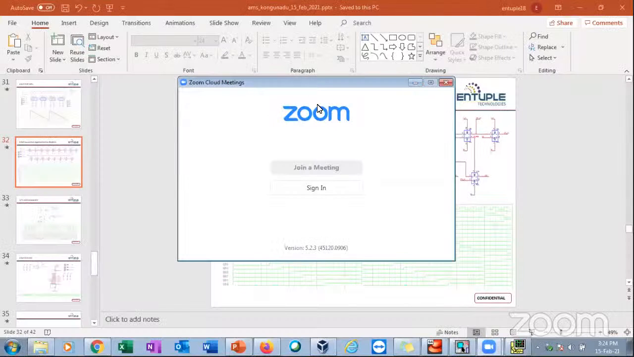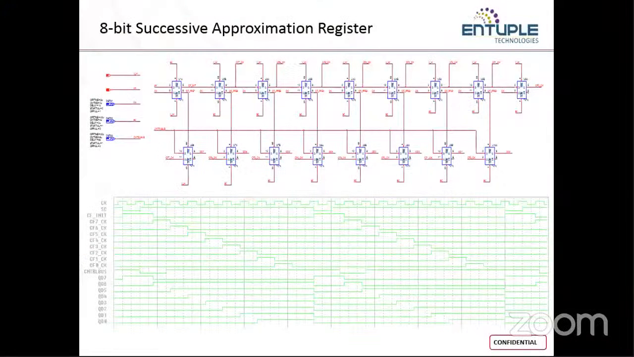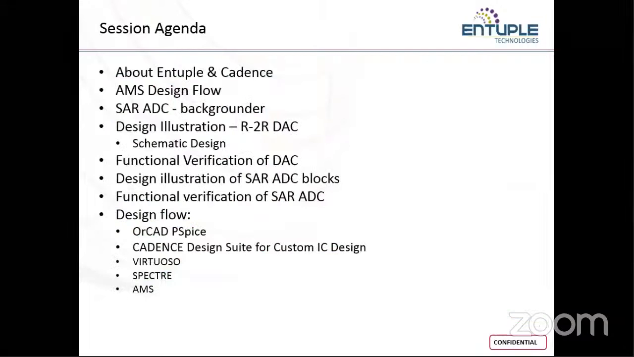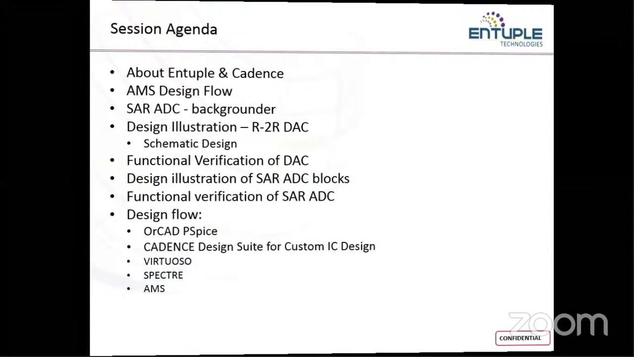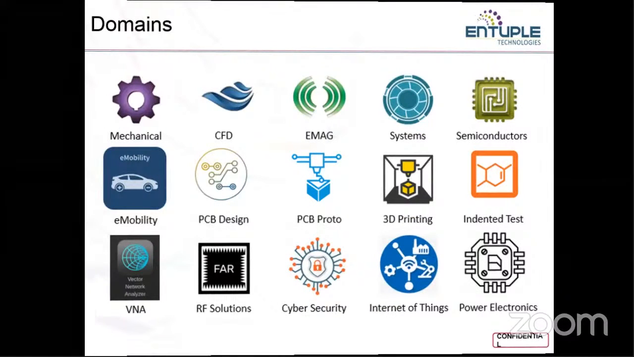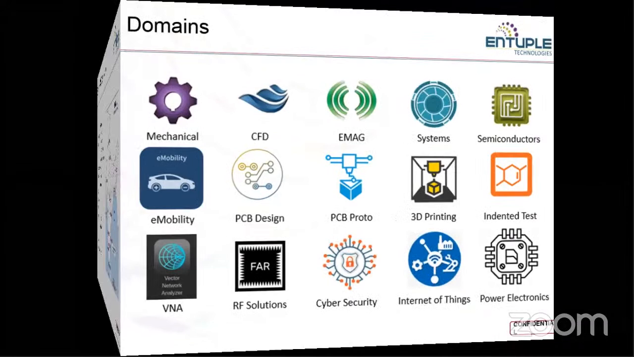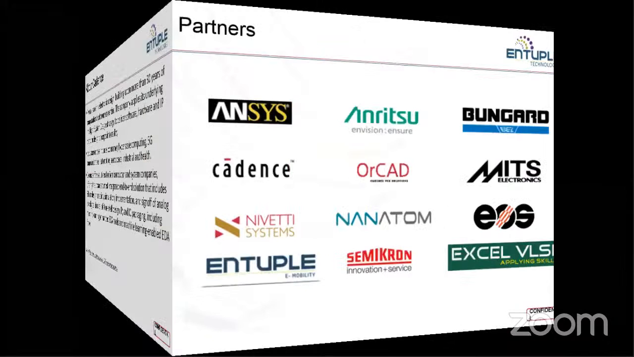Let us go for a quick recap of all the things we have discussed. We started with a brief introduction about n-tuple and Cadence. What are the tools provided? Let me list out the tools also at the end. The domains in which n-tuple is working are channel partners, and these are the things about Cadence.